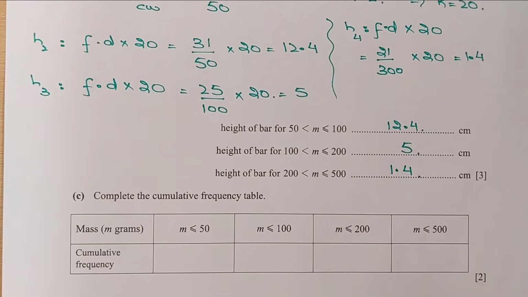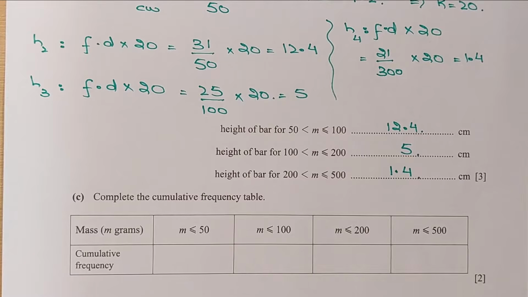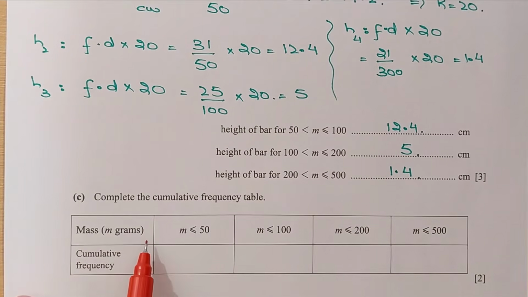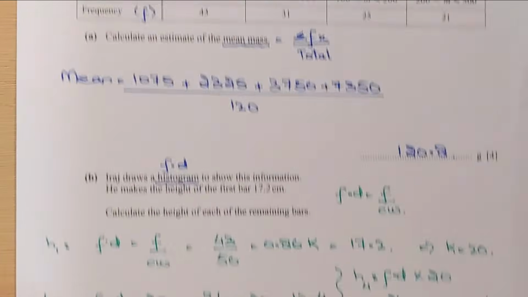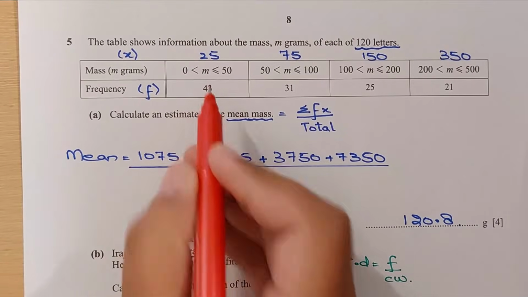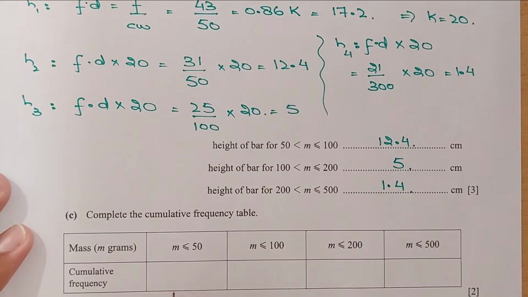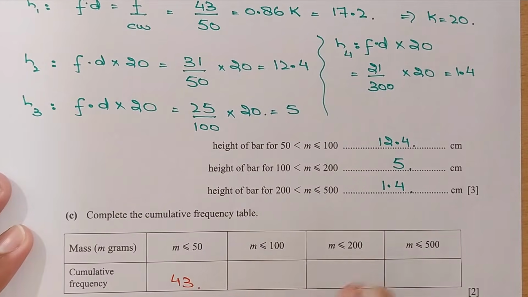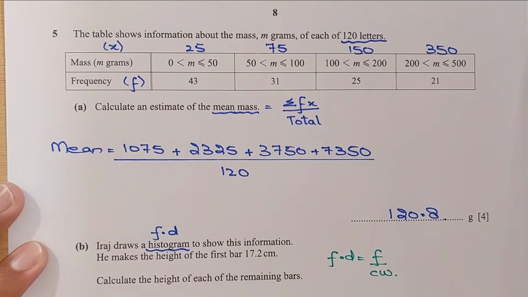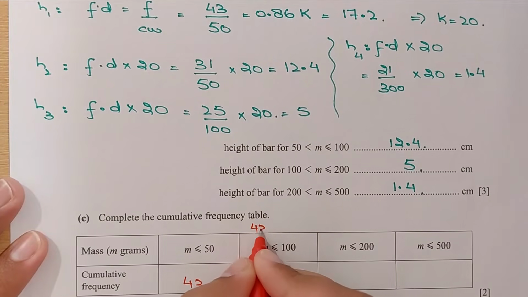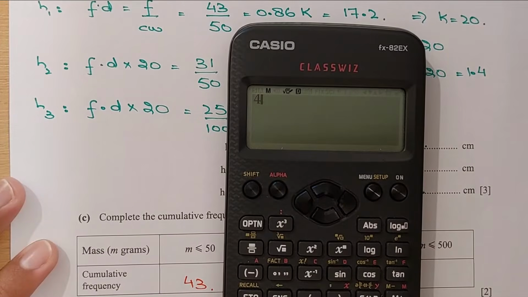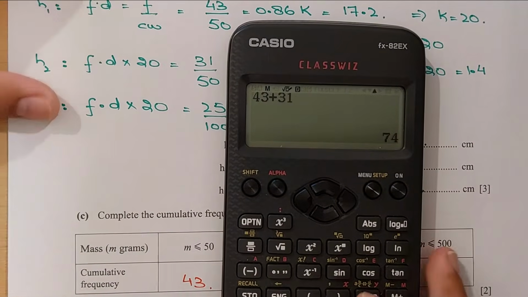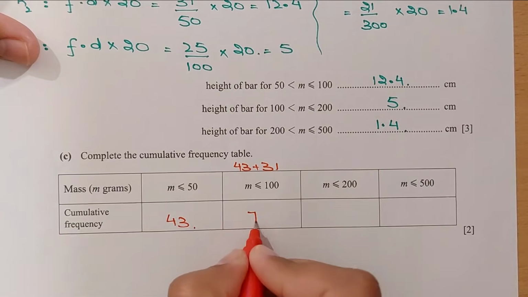Okay, now moving to part C, complete the cumulative frequency table. We are given the mass m grams and the cumulative frequency. When the mass is less than or equal to 50, the frequency is 43, so we write 43 as it is. When the mass is less than or equal to 100, 43 is added to 31. 43 plus 31 is 74. So the second reading is 74.